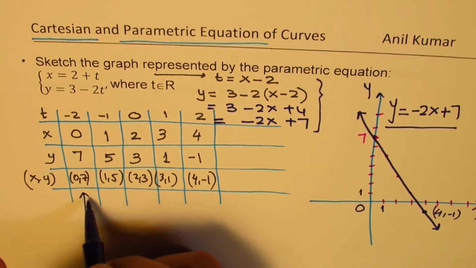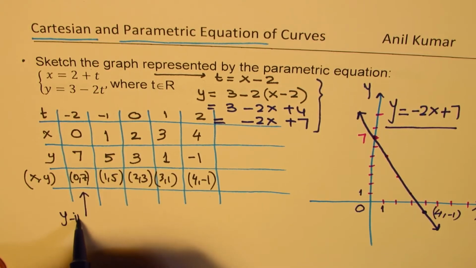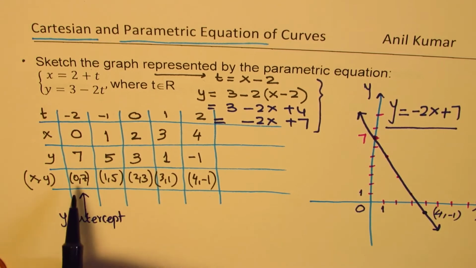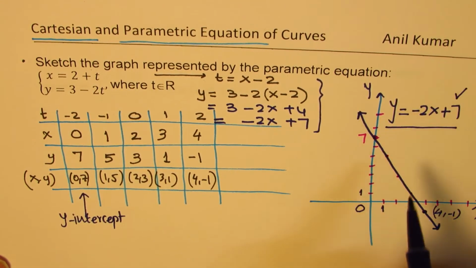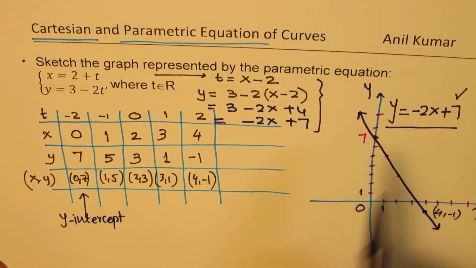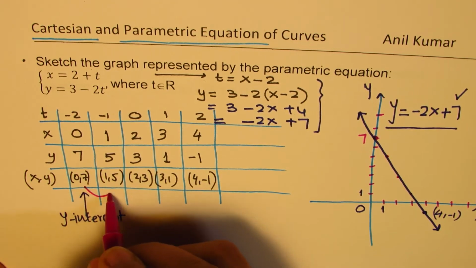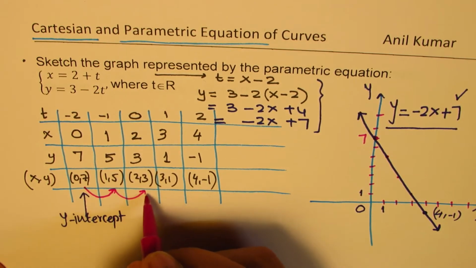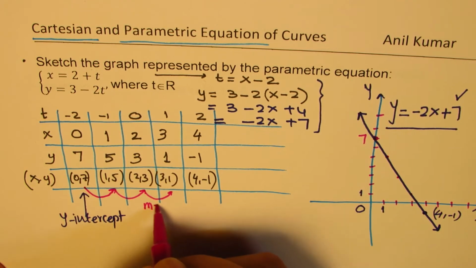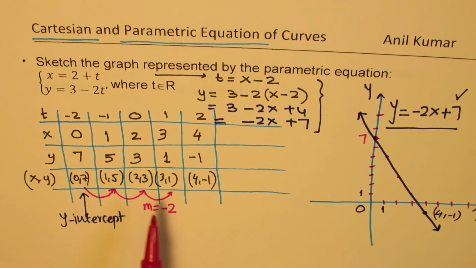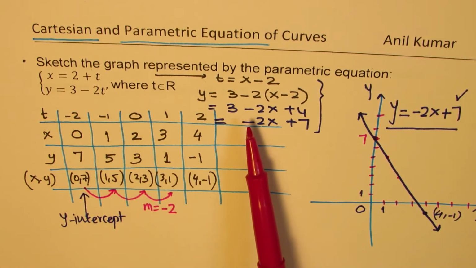Clearly, we do get a y-intercept here, which is at 7, right? So that works. And the slope is minus 2, as you can see. From 7 it goes to 5, so we do see that the slope here is minus 2, right? As we move here, we know m is minus 2, which is constant. So you could get the equation from the points derived or from the equation as we have just done.